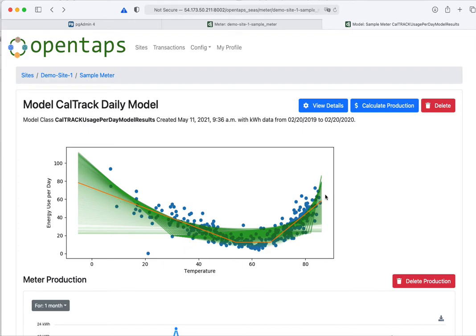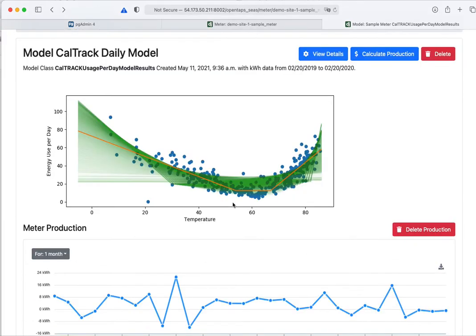And you can see the blue dots is a plot of the energy use by day, and over here is the temperature. And so this is the best fit model, and all the different green lines are the different models that have been fit and tested by OpenEEmeter. And the best fitting one, the one that I showed you with 25%, is the best one.